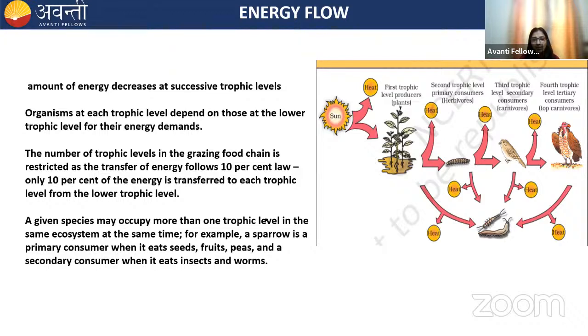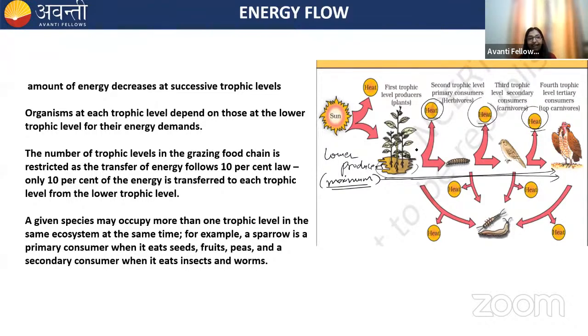Now look at the diagram. When we move from the lower trophic level to the higher trophic level, at the lower trophic level the producers are present. And producers have the maximum energy, right? So when we move from the lower trophic level to the higher trophic level, the energy is decreasing because energy is lost in the form of heat. At every trophic level, some amount of energy is transferred and the rest of the energy is lost in the form of heat. So the energy decreases as we move from the lower trophic level to the higher trophic level.